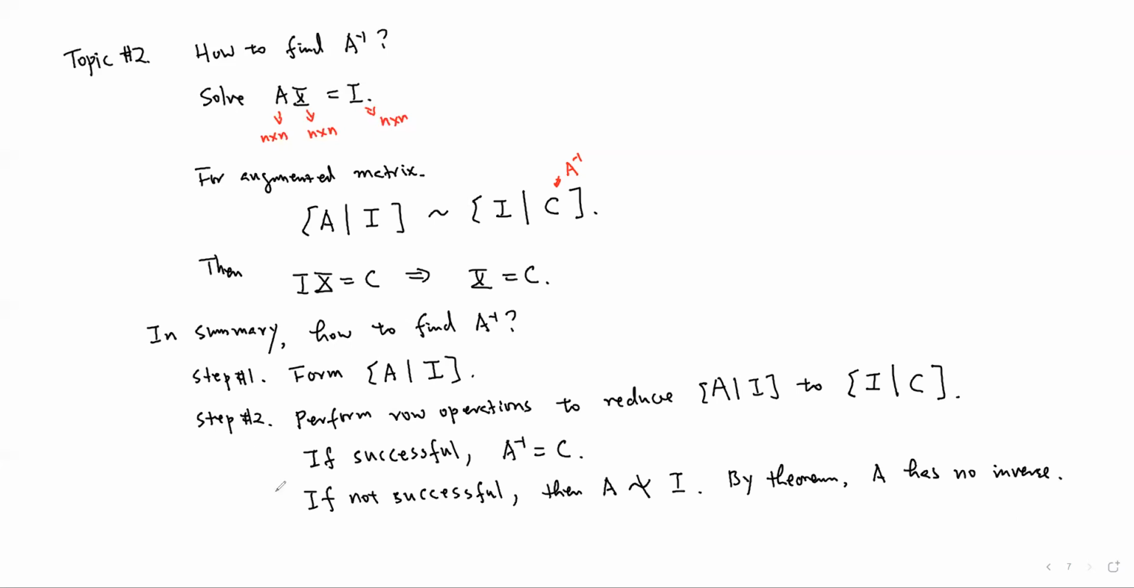So there are 2 steps to compute the inverse of a matrix. Step 1, form the augmented matrix. Step 2, reduce the augmented matrix to a matrix of this form. If successful, then the matrix in this part is A inverse. If not successful, A has no inverse. Let me show you examples about these two steps.